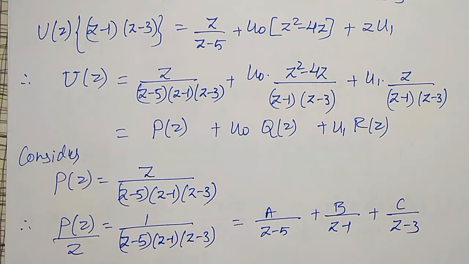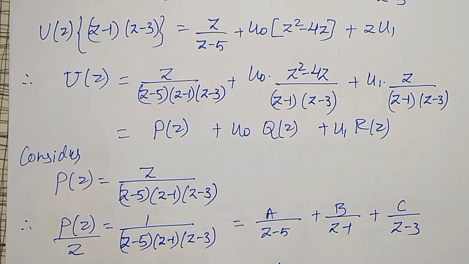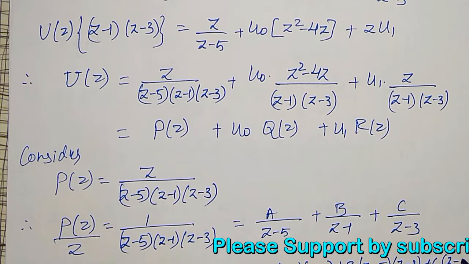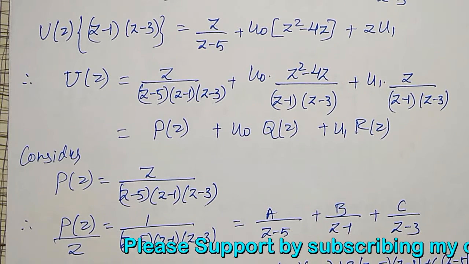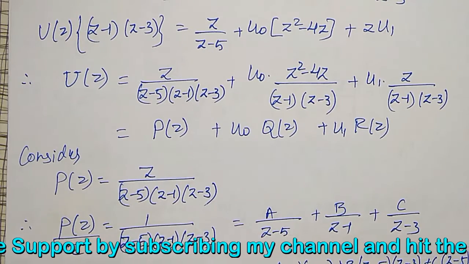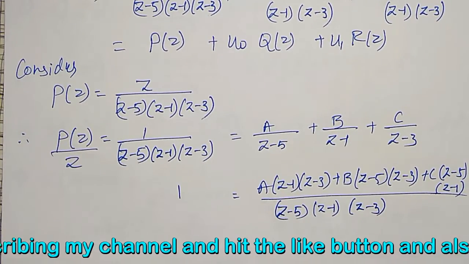Then here, LCM I can take as (z minus 5)(z minus 1)(z minus 3). That will become a into (z minus 1)(z minus 3), b into (z minus 5)(z minus 3), plus c into (z minus 5)(z minus 1). Comparing with this new denominator, 1 is equal to the numerator. Okay, z equal to 1.